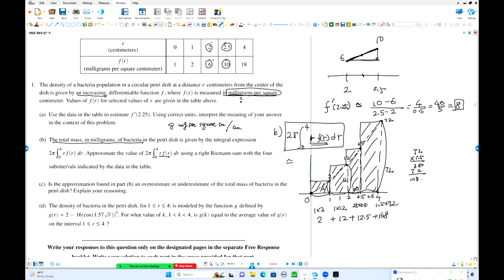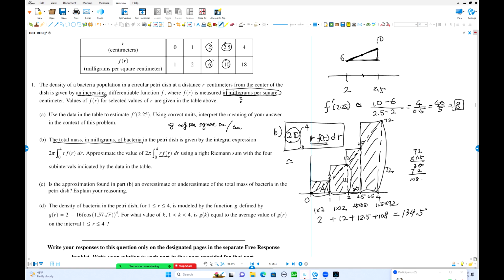Sum of this number is how much? Give me the number over here. Hold on. Use your calculator, okay? 134.5. Okay. Yes. But this is the area, right?